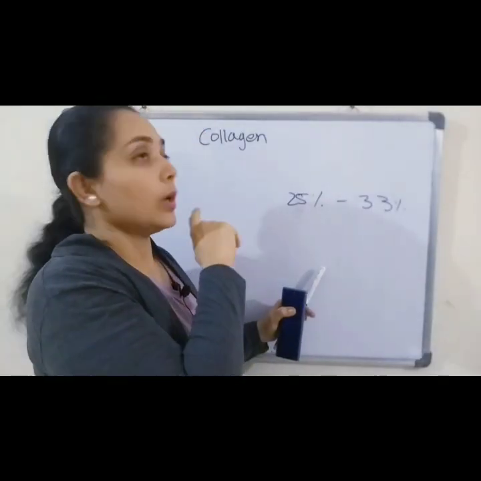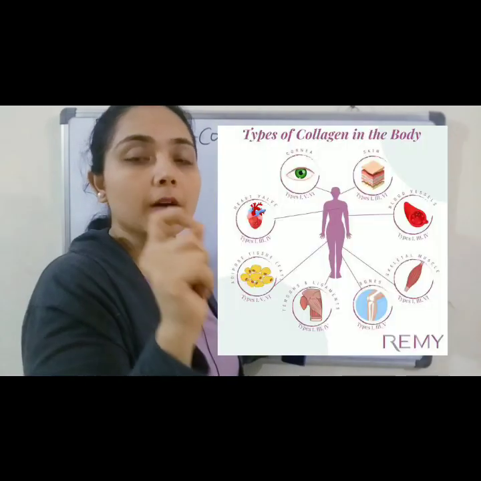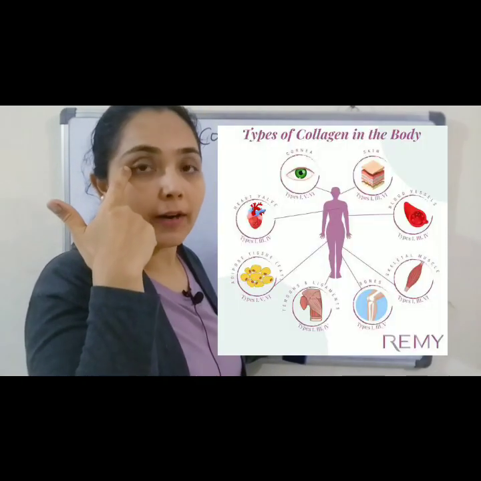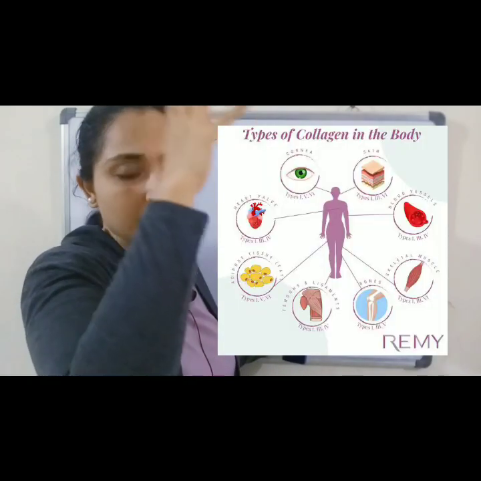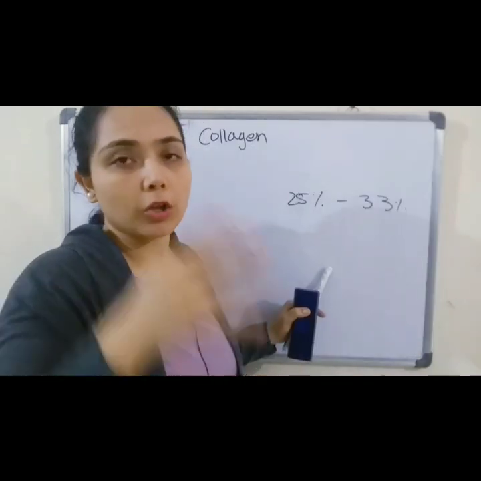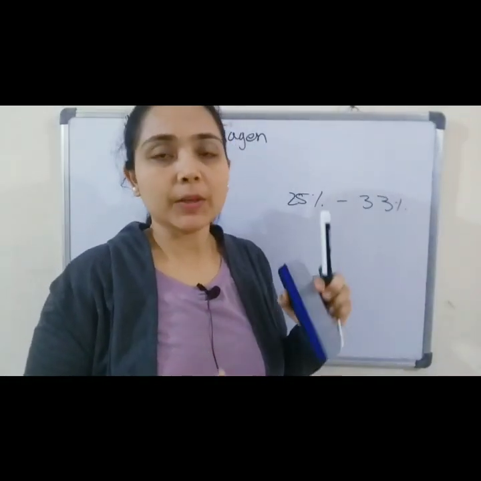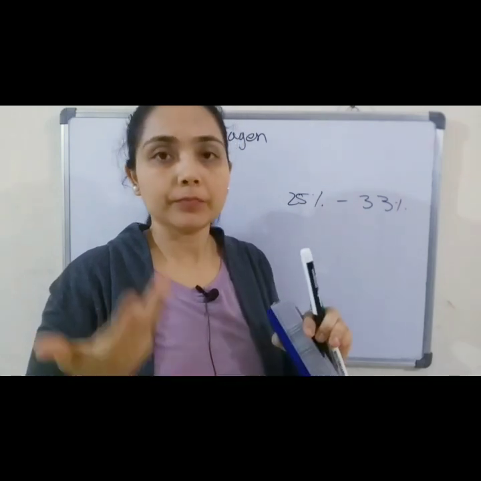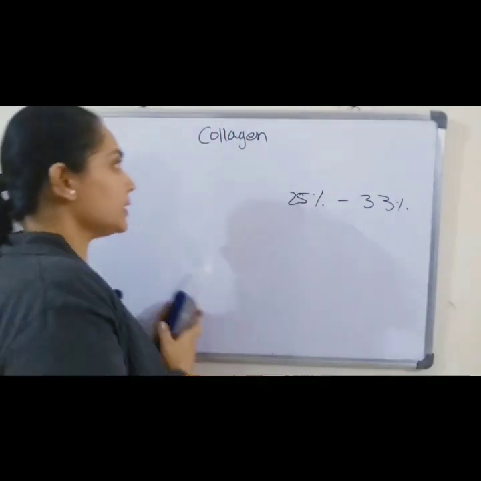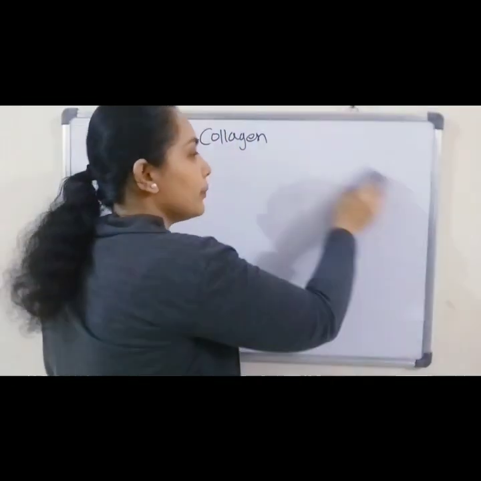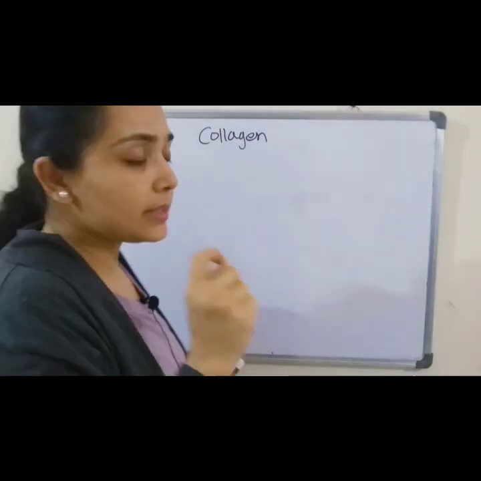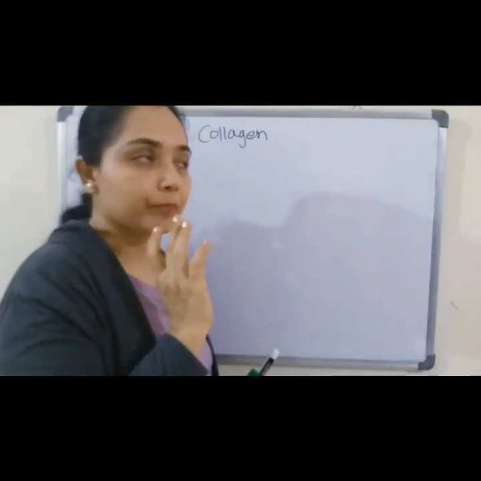This collagen is also present in the nerves, blood vessels, and cornea of the eyes. So almost all the tissues, organs, or body parts have collagen, like teeth and nails. So collagen is widely present, and its main function is that it is a structural protein.